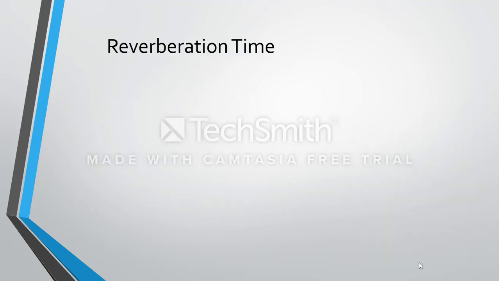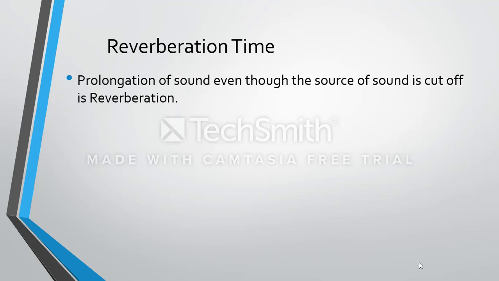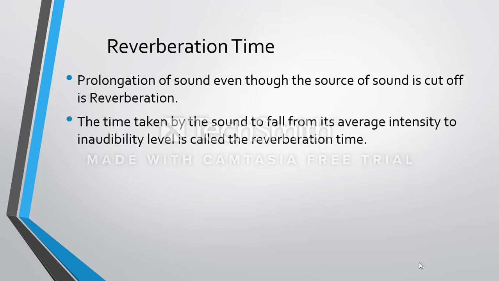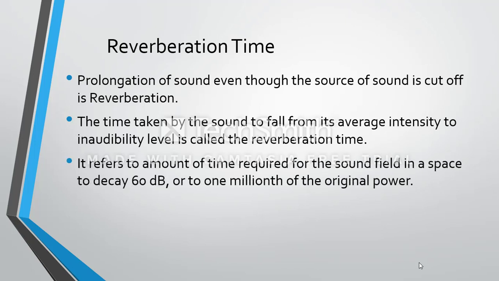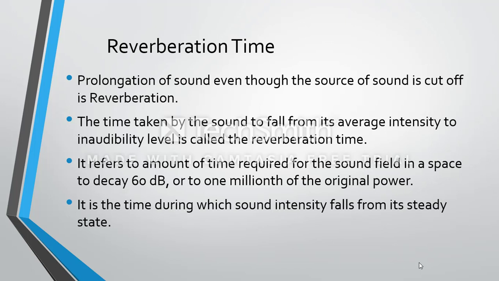Reverberation time. Prolongation of sound even though the source of sound is cut off is reverberation. Time taken by sound to fall from its average intensity to inaudibility level is called the reverberation time. It refers to the amount of time required for the sound filled in a space to decay 60 decibels or to 1 millionth of original power. It is the time during which sound intensity falls from its steady state.